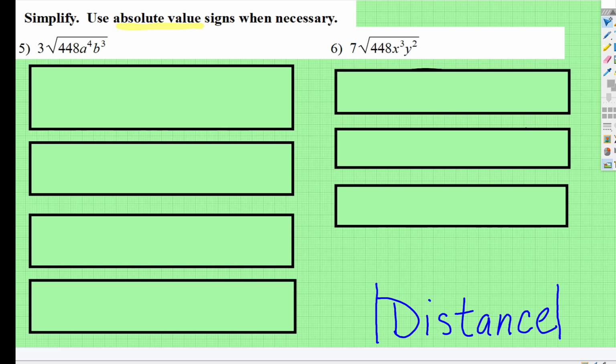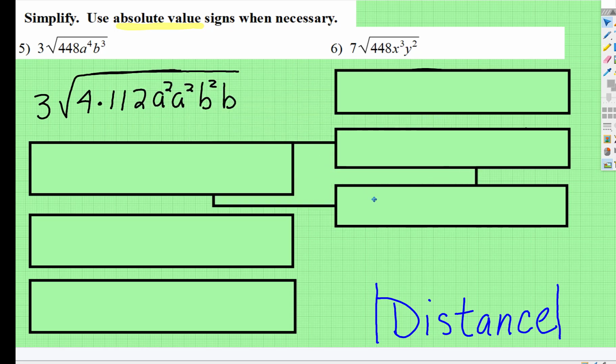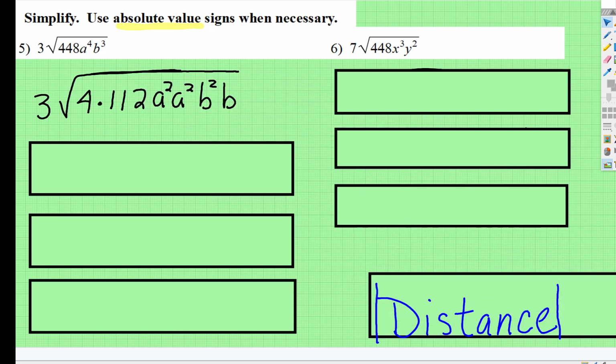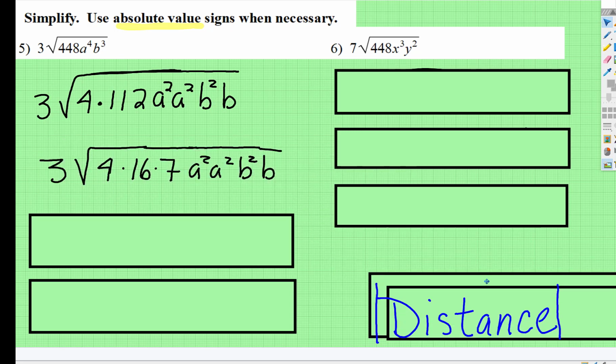All right, so 448. When we simplify 448, I divided that by 4, and then a to the fourth is a squared times a squared, b to the third is b squared times b. 112 can be broken down further to 16 times 7. Well, the square root of 4 is 2. The square root of 16 is 4.